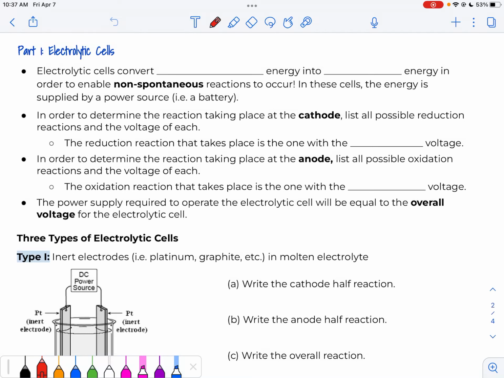Hello, everybody. Happy another day of electrochemistry. Today we are talking about electrolytic cells.